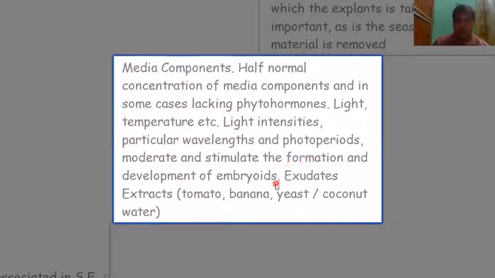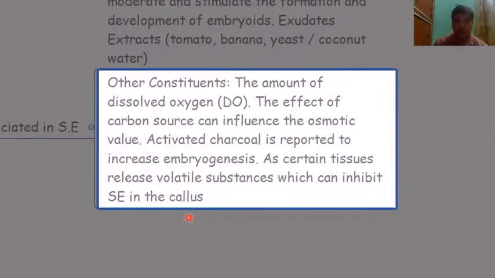Then some exudates or extracts, like tomato, banana, yeast, and coconut, have always been found to have some positive effect on in vitro responses, and so also on the somatic embryogenic response. Then we have other constituents, like the amount of dissolved oxygen, which can influence the osmotic value, so it also has some effect on the somatic embryogenic response. Activated charcoal is also reported to increase embryogenesis.